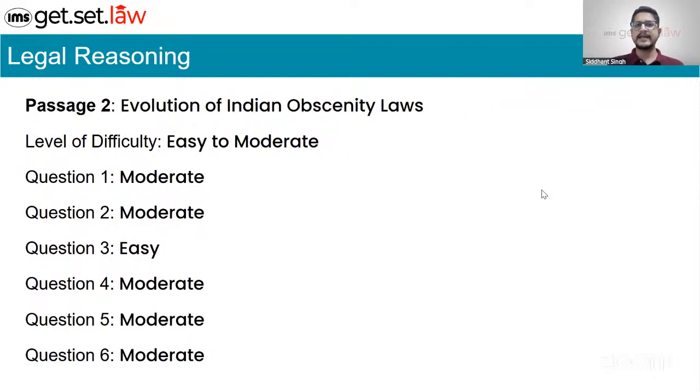The second was a bit easier compared to the previous one, the passage on the evolution of Indian obscenity. Anyone who was aware of the Ranveer Allahbadia case and the Samay Raina case related to stand-up comedians would have found it familiar. It was on the easy to moderate side. One question was only easy, and the remaining ones were on the moderate side, because the inference part was there, factual information was there, but it was not very difficult, so it is considered easy to moderate.